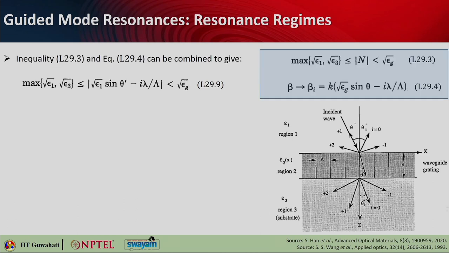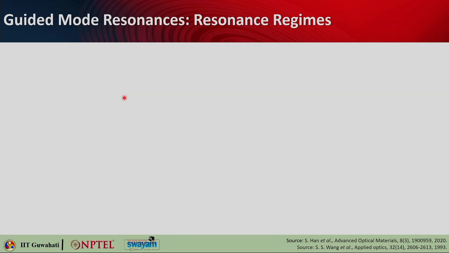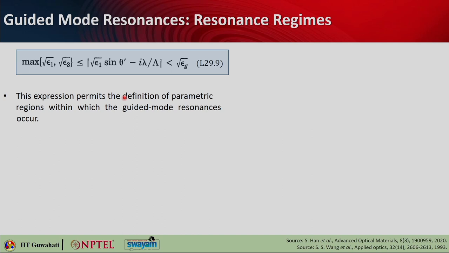And when you combine the inequality of this equation and this one, you will get this particular equation, because you know the relationship beta by k is basically your n. So you can put this here and you will get this expression. Here you can also see that if you want to make square root of epsilon 1, that is n 1 sin theta 1, equal to the refractive index of this one, that is square root of epsilon g sin theta, then you will be able to make a range of the allowed angles for your particular device. With that you can identify the resonance regime.